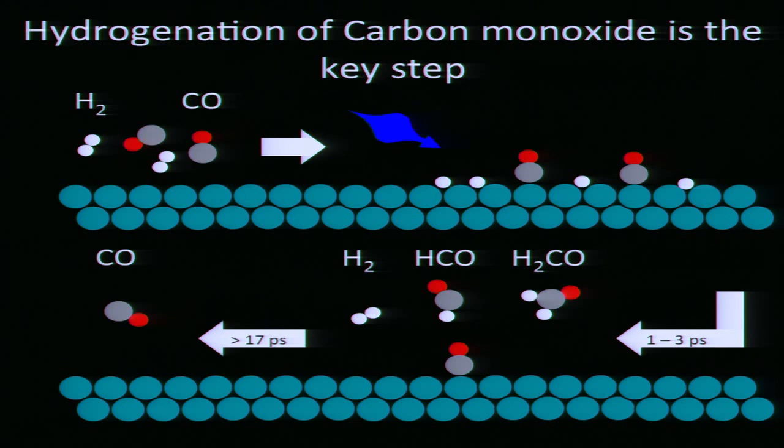And then again, if we looked at much longer timescales, we again see carbon monoxide desorbing. And by this point, if there was any of these on the surface, it would go back to carbon monoxide because these are not stable.